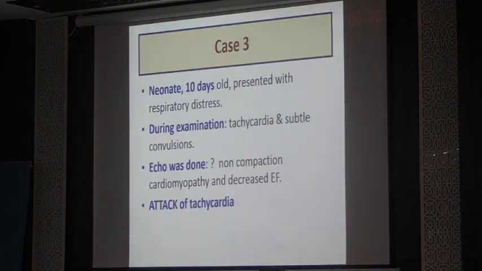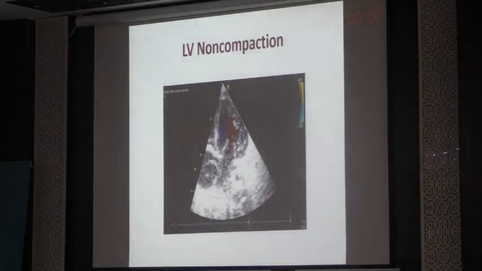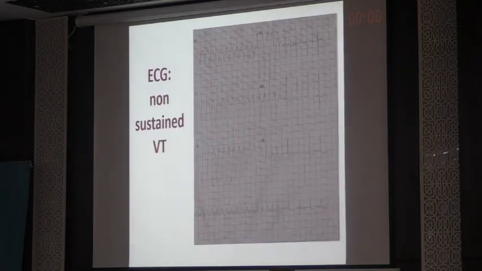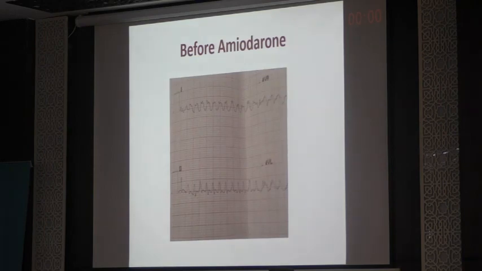Another neonate, 10 days old, during examination was tachycardic with subtle convulsions. Subtle convulsions means he is not fitting overtly; his hand is just jerking like that. These are subtle convulsions. The echo showed noncompaction, not fitting the criteria 100%, with decreased ejection fraction, and during examination after he finished the echo, while I was listening to him, he entered into an attack of tachycardia. This is his tracing, and he was in an unsustained VTAC. This patient was given amiodarone.